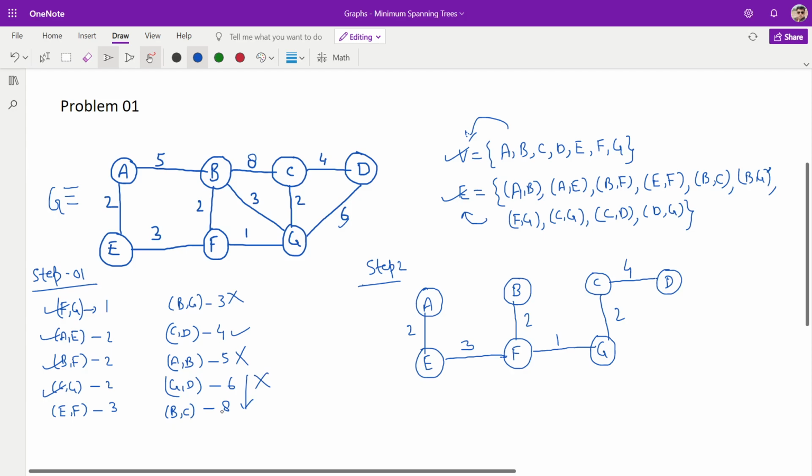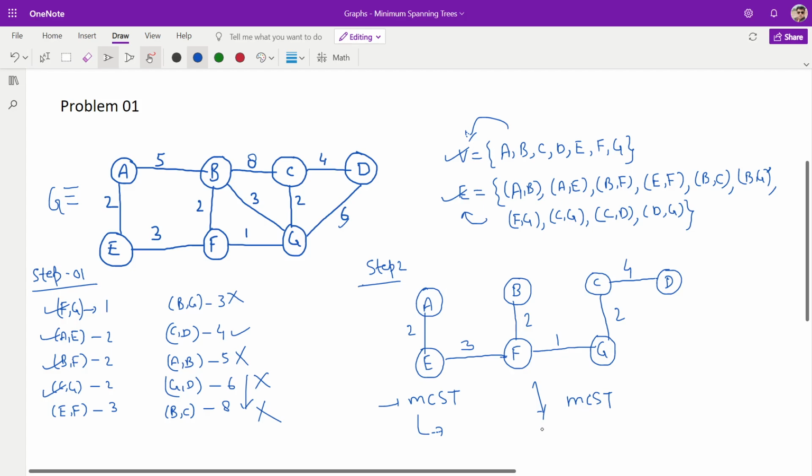What about the edge BC? Can I have this edge? No, I cannot have this edge because again it would lead to this cycle. So this edge is again neglected. Whatever result we are getting on the right hand side is my minimum cost spanning tree. Why is it a spanning tree? Because it is connected, it has all the vertices as in the original graph, and it does not have any cycles. And why is it minimum? It is minimum because we have considered adding edges in increasing order of their cost. That is why the result we get is a minimum cost spanning tree.